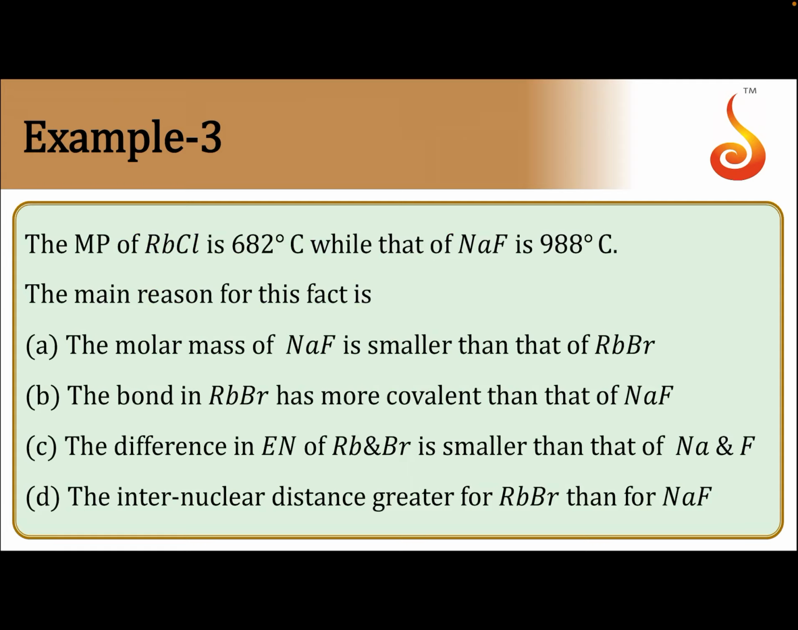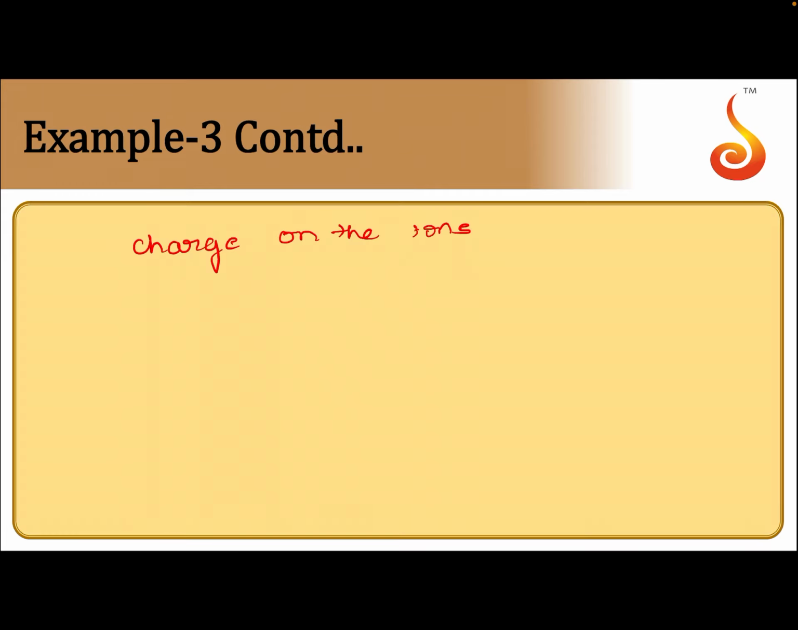So, in the case of rubidium chloride and sodium fluoride, rubidium is 1 plus, Cl is minus, sodium is plus and F is minus. This means the charge on the cation and anion is the same in both cases. So I cannot consider charge to explain lattice enthalpy and melting point here. So what is the other factor which affects the lattice enthalpy? Size of the ions. The second factor is the size of the ions.